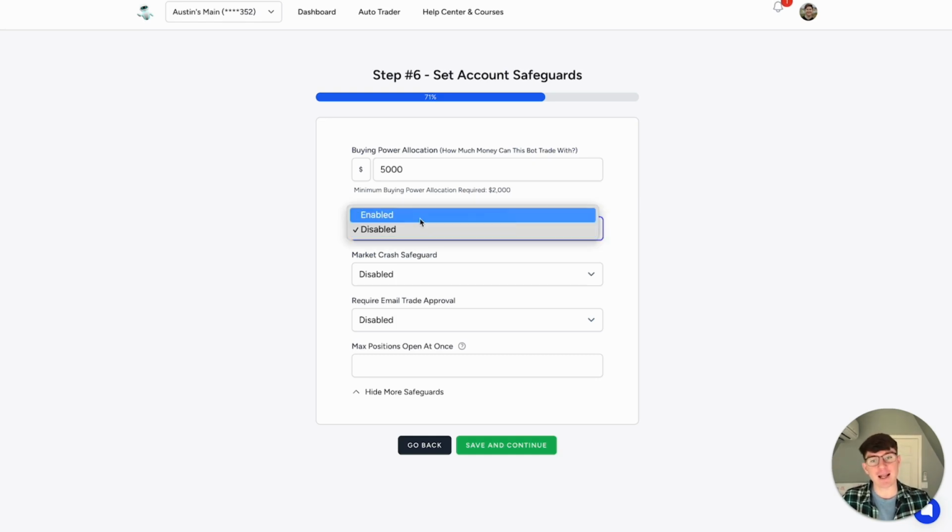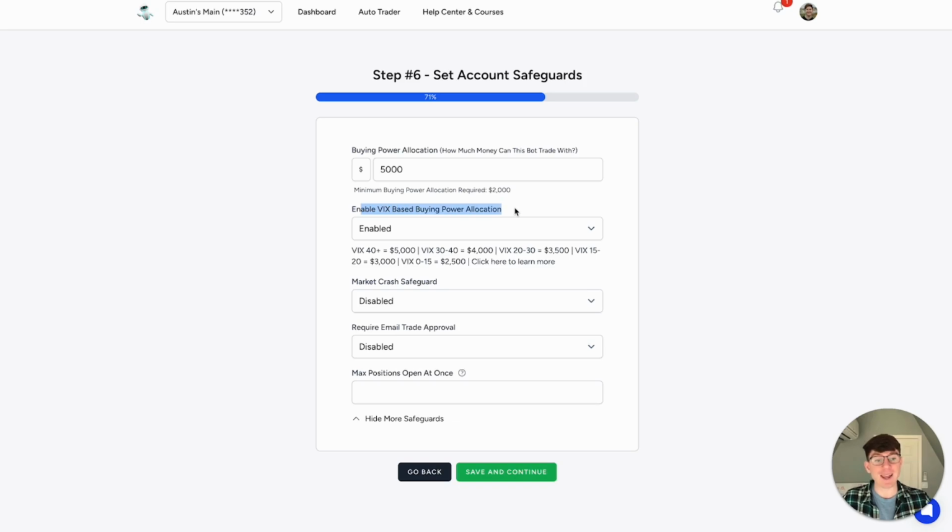So let's say I click enable this to VIX-based buying power. This means it's going to change how much money the bot is using based on where VIX is. You can see here, if VIX is 40 plus or higher, it's going to use the whole amount. If VIX is lower, meaning I'm at more risk, it's going to use less money. So just like that, I can automatically size my trading based on where VIX is without having to do anything because the bot will do it for me. And that's just one click.